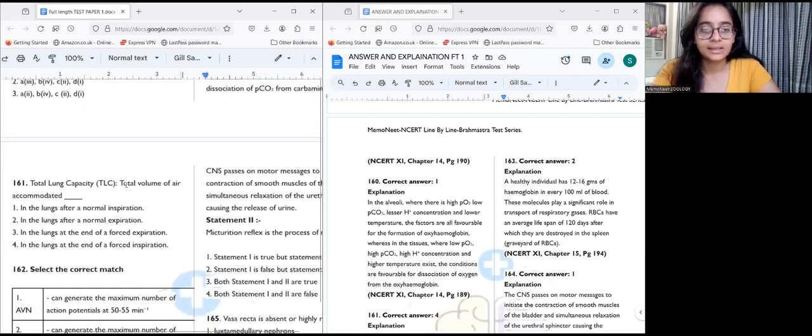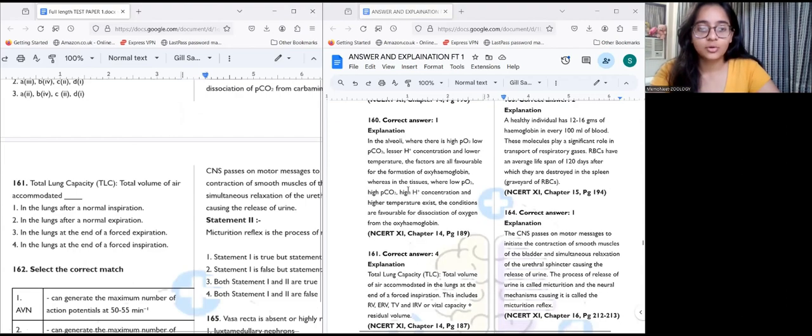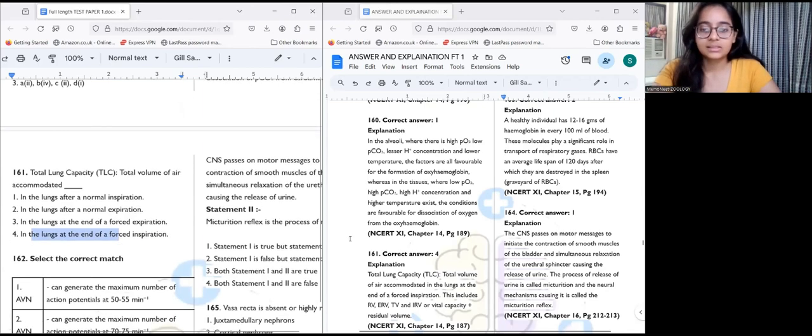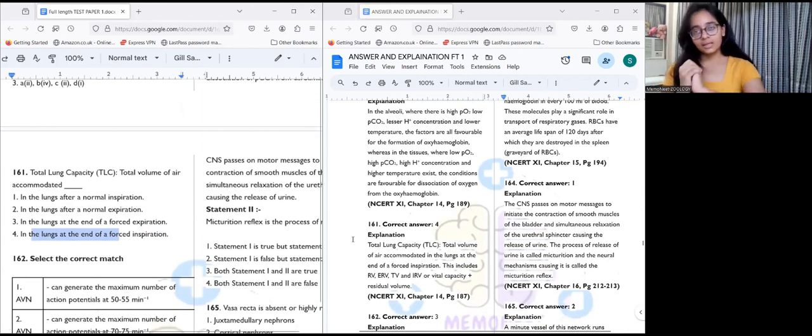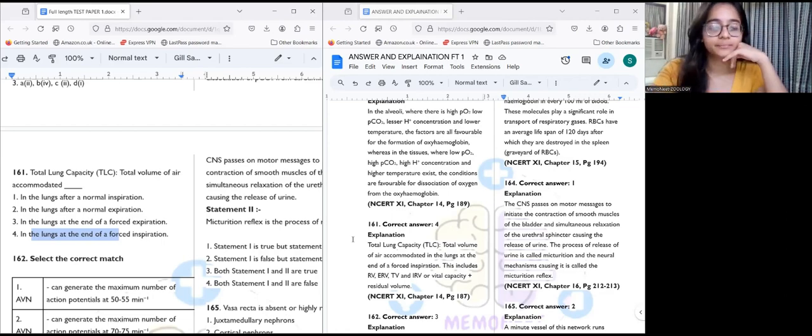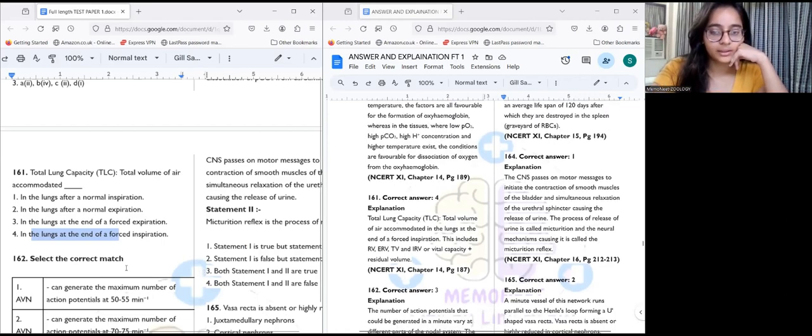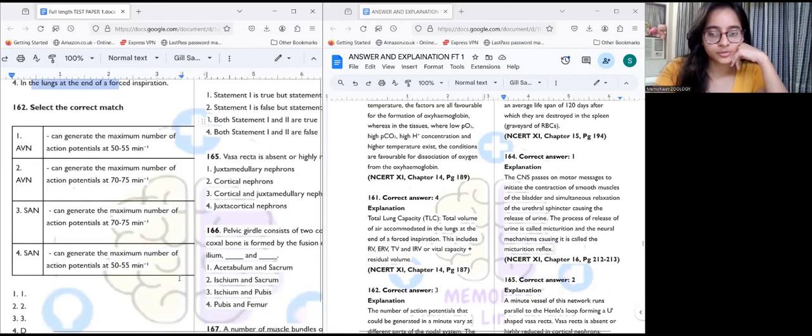Total lung capacity, that is total volume of air accommodated, when? Total lung capacity is the total volume of air accommodated in the lungs at the end of a forceful inspiration. The answer is option number 4. So total lung capacity includes the tidal volume, that is the volume that we breathe in normally, then the inspiratory reserve volume, then the expiratory reserve volume, and the residual volume as well.